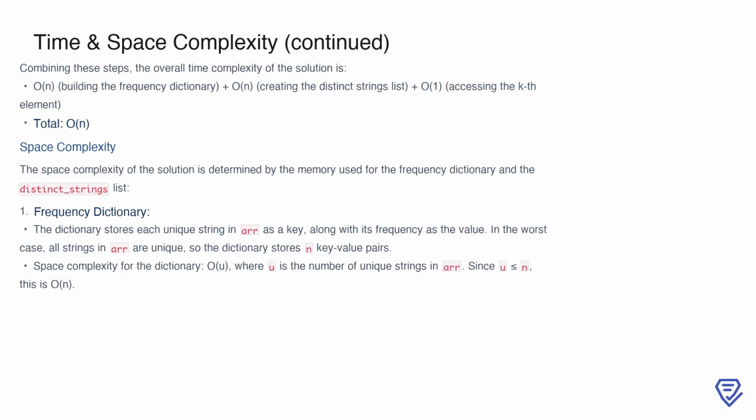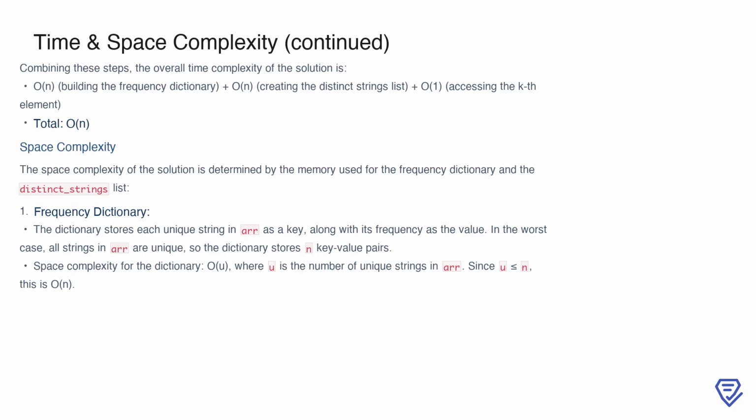When we combine the time complexities of all 3 steps, we get O(n) for building the frequency dictionary, O(n) for creating the distinct strings list, and O(1) for accessing the kth distinct string. Adding these together, the overall time complexity of the solution is O(n).